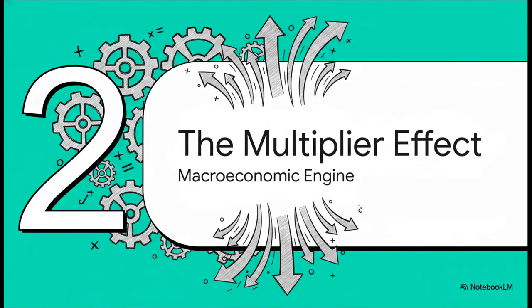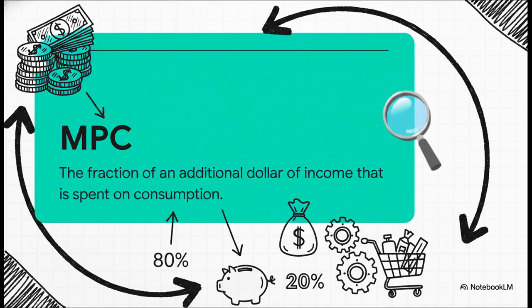Moving right along to Section 2, the multiplier effect. This is really the engine of macroeconomics. The absolutely crucial concept we need to grasp here is the marginal propensity to consume, or MPC. This tells us exactly how much of a newly earned dollar will immediately flow right back into the economy as consumption. So if your MPC is 0.8, it means for every extra dollar you earn, you're going to spend 80 cents and save 20 cents. But here's the magic. That 80 cents you just spent, it doesn't just vanish, it becomes someone else's income, driving the entire macroeconomic engine forward.